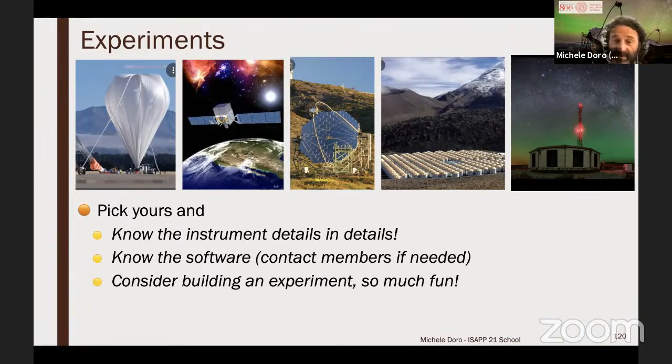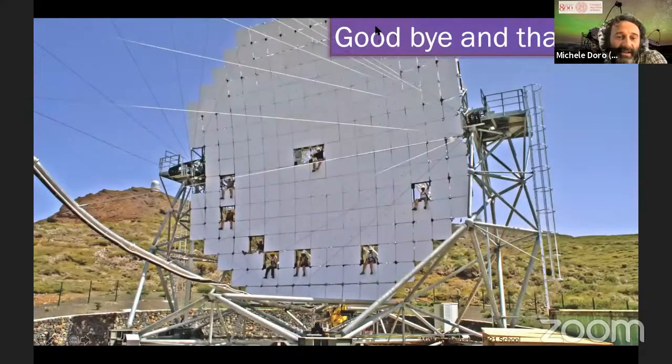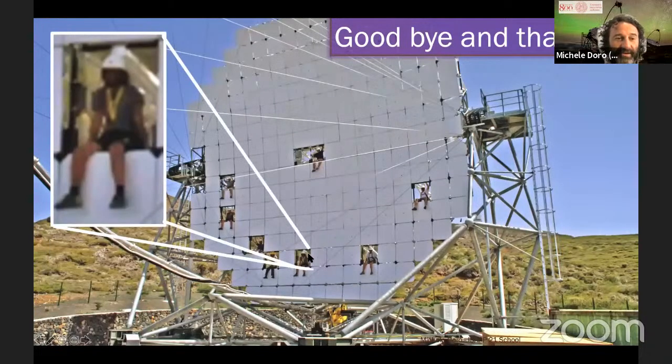And finally, if you have the curiosity or the will, consider participating in an experiment in the future or in your PhD, because it's really fun to build one and to translate an idea into something that you can go there and check, in some cases, or not in some other cases. I want to close with my PhD experience. The biggest fun that I had was when we built MAGIC 2. I was responsible for the mirror installation. You see here a picture of us, and that's me here, finalizing the installation of the MAGIC 2 mirrors.